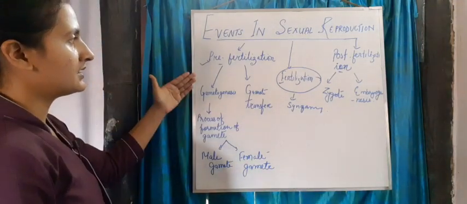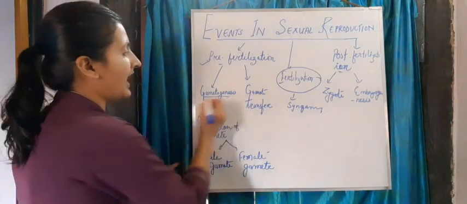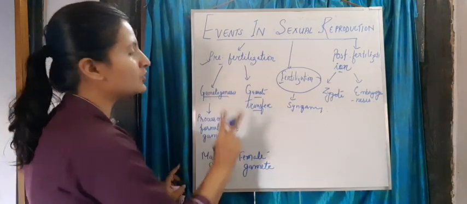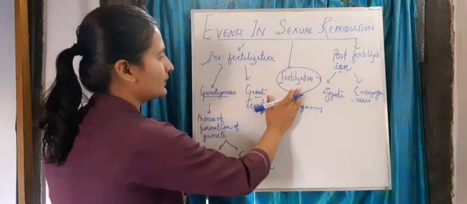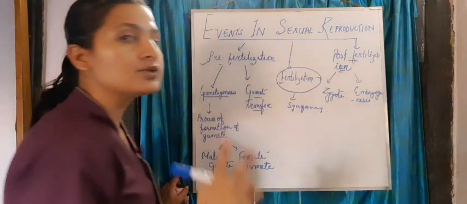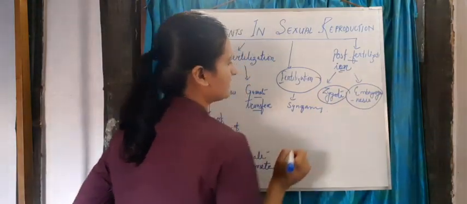Pre-fertilization is again divided into two parts, gametogenesis and gamete transfer, so it involves two events. Fertilization is syngamy, which is one event. Then after fertilization, that is post-fertilization, two events take place: zygote formation and embryogenesis.